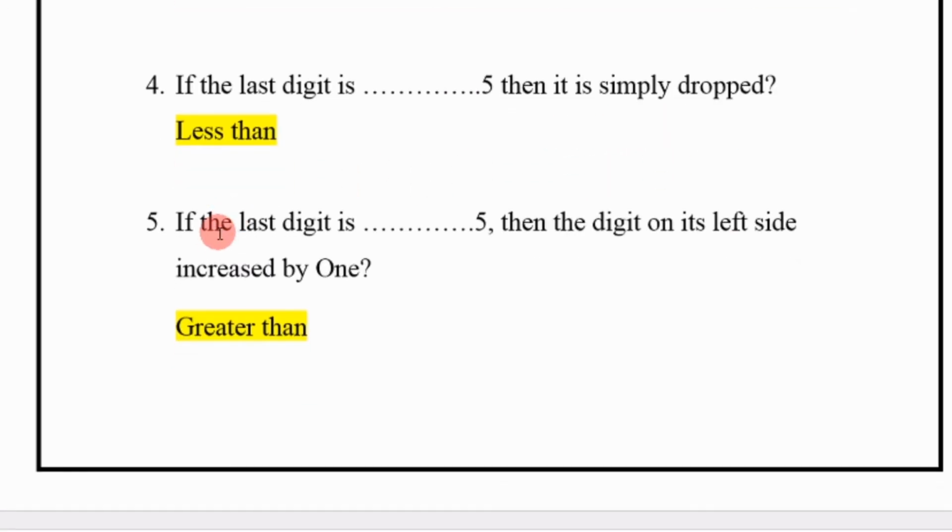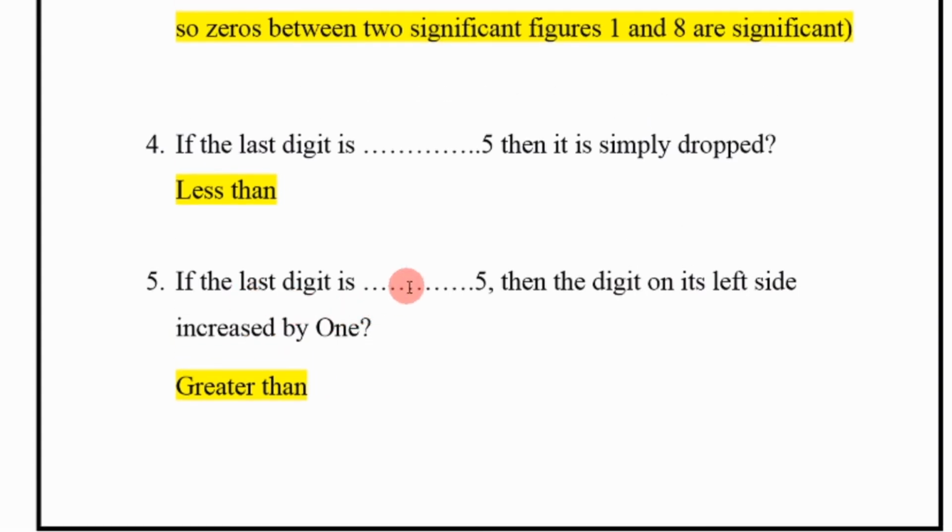Next, if the last digit is greater than 5, then the digit on its left side is increased by 1.